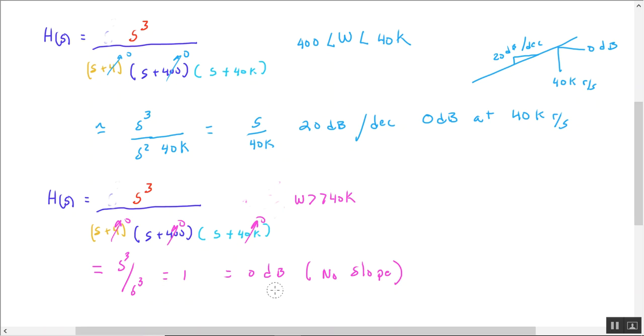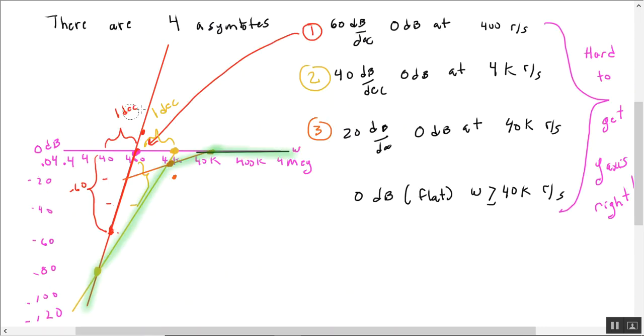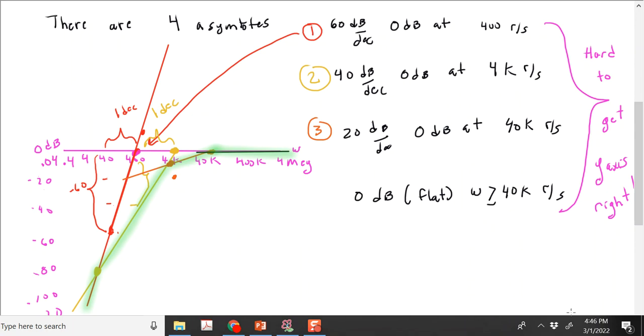Now, you could at this point use that as your starting point and draw backwards, which is probably the easiest thing, and that's what I showed in class the other day. But I know a lot of people like to see an algorithm, so here I've summarized it. We've got the asymptotes: the 60 dB per decade line, the 40 dB per decade line, and the 20 dB per decade line, and they all cross 0 dB at various spots. And then we have this flat region.